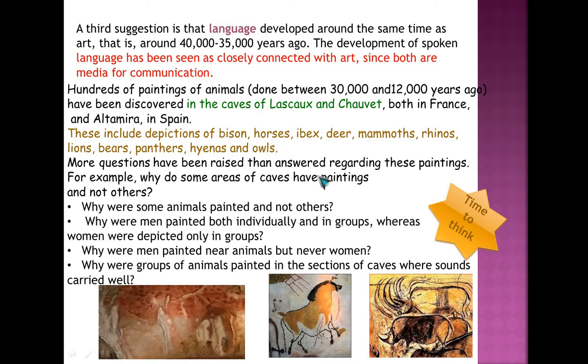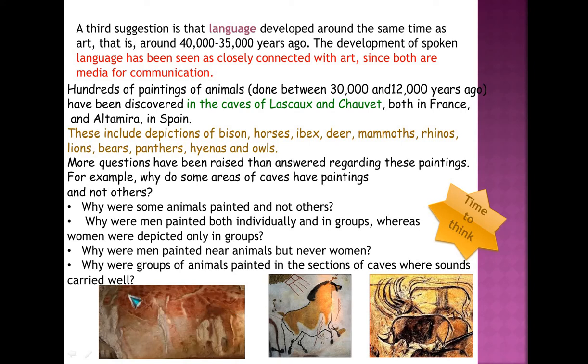But still there were a lot of questions which came up. Why do some areas of caves have paintings and not others? Why only some places? Okay, and why were only some animals painted and not the others? And why were men painted both individually and in groups? Why did they do that? Whereas women were depicted only in groups. So this particular point is very important. Men were represented individually and in groups, but women only in groups.